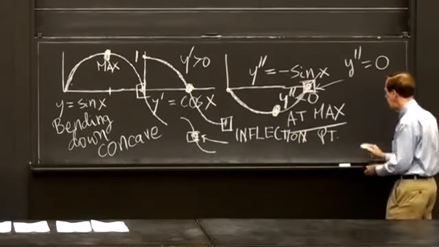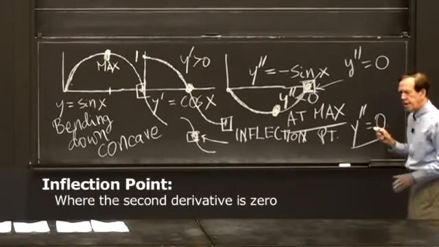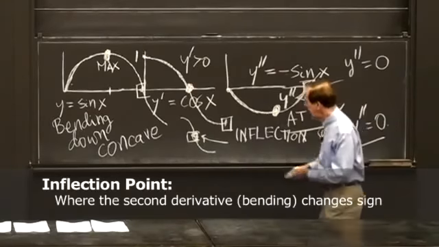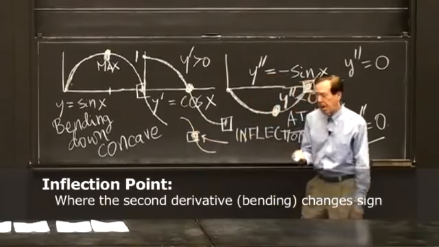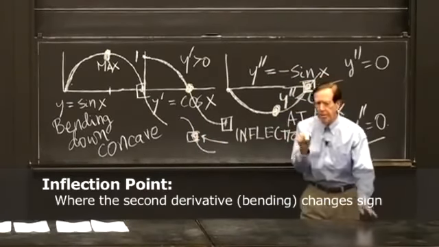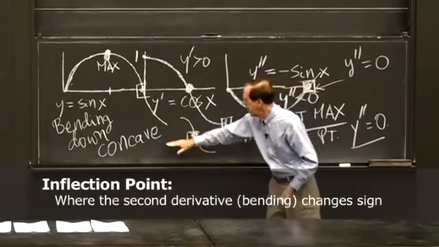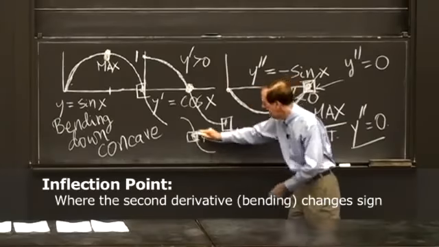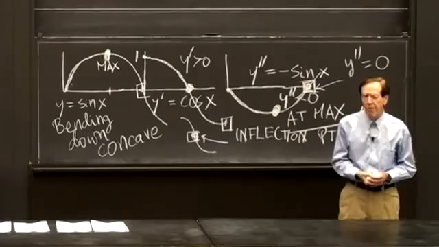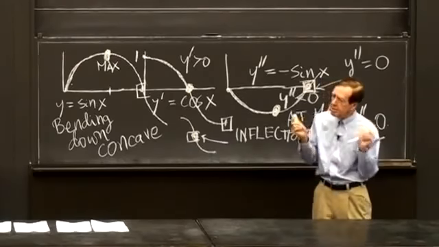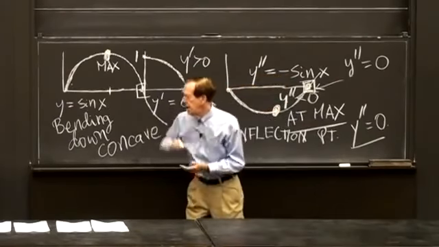An inflection point is a point where the second derivative is 0. And what does that mean? That means at that moment, it stopped bending down and it's going to start bending up. The second derivative is passing through 0. The sign of bending is changing. It's changing from concave here to convex there. That's a significant point on the graph. Not as big a thing as the max or the min that we had over there.